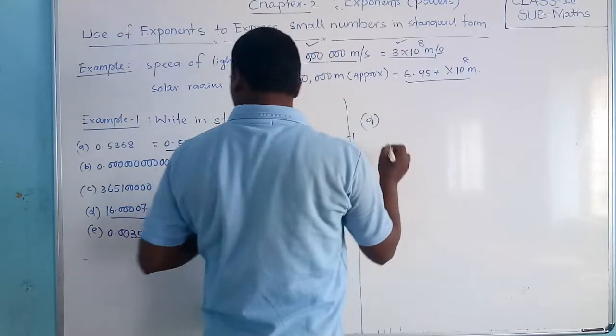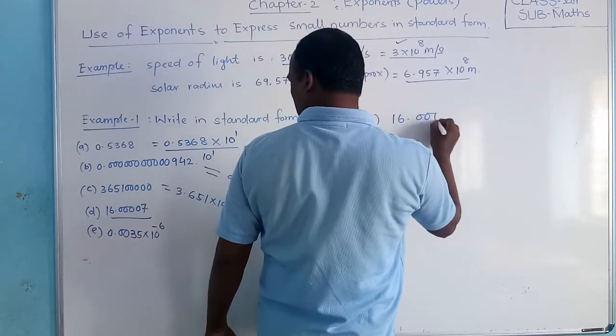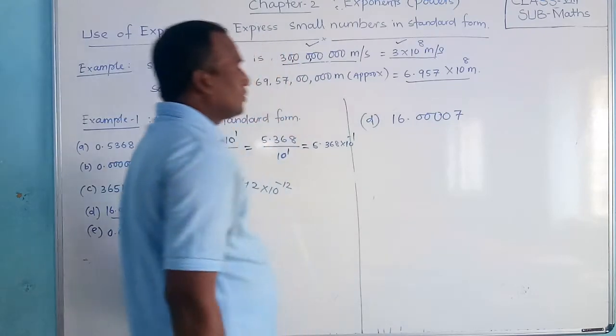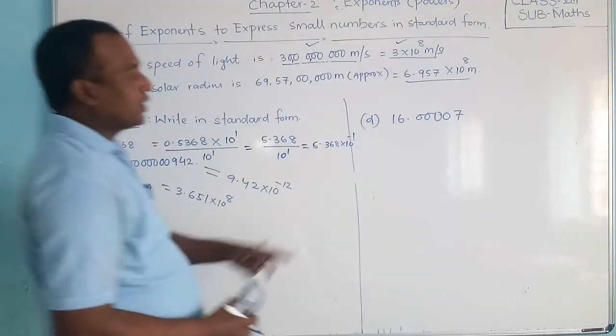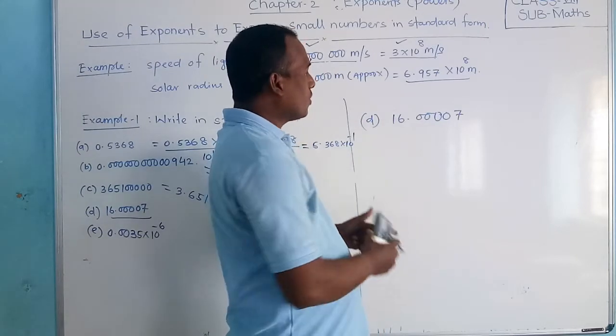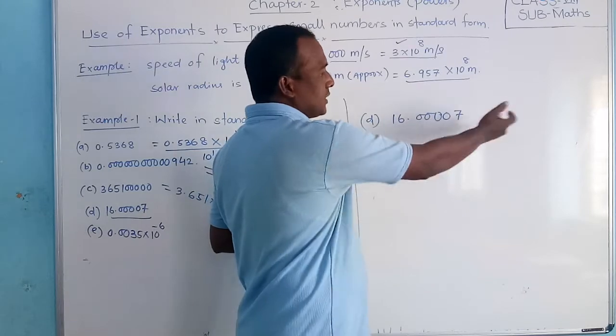Students observe D. D is given 16.000407. Very carefully observe students. Now here observe where it should go. This side also a digit is there. This side also one digit is there. So where will it go? Now we always want it to come to the left side only. The one side is not there, so we are checking the right side.